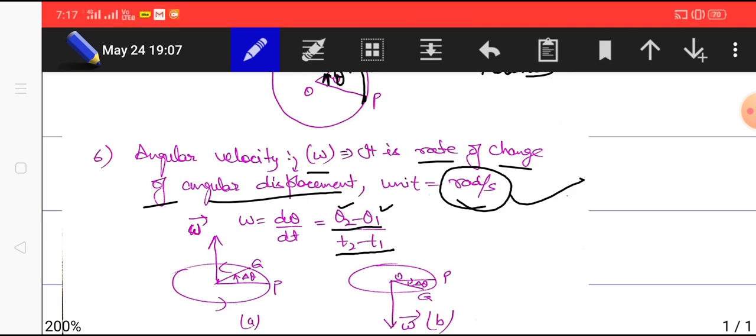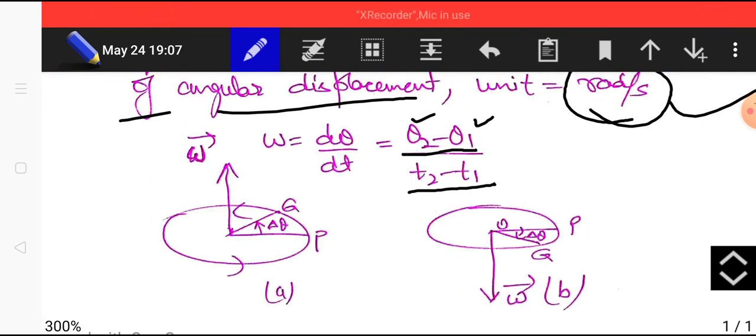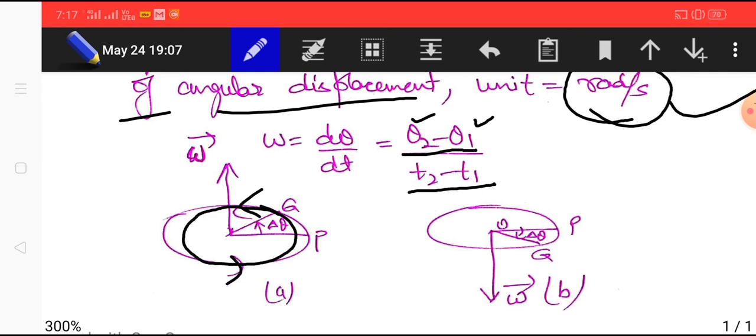Angular velocity is a vector quantity. So if the object is moving in anti-clockwise direction, and if we imagine our right hand placed on this circle and we rotate it anti-clockwise, our thumb will point in upward direction. So the direction of omega is going to be perpendicular upward. While if the object is moving in clockwise manner from P to Q, and we place our right hand here and curve our fingers in clockwise direction, then our thumb will point in downward direction, and that is going to be the direction of omega for clockwise motion.